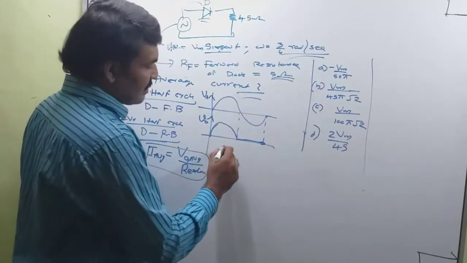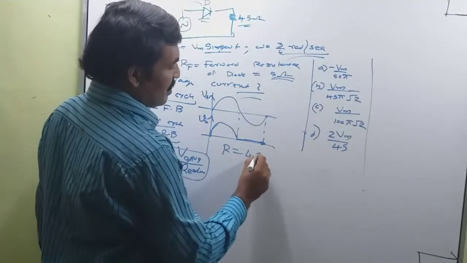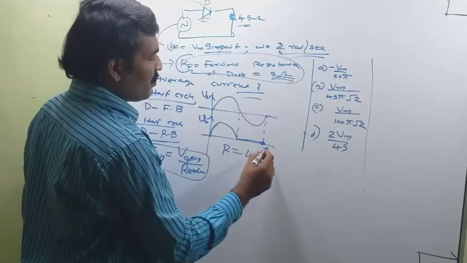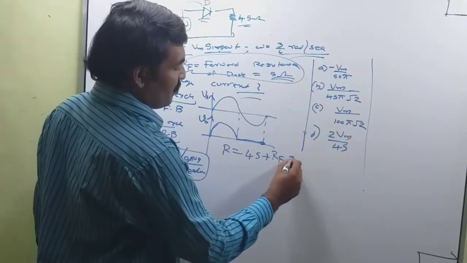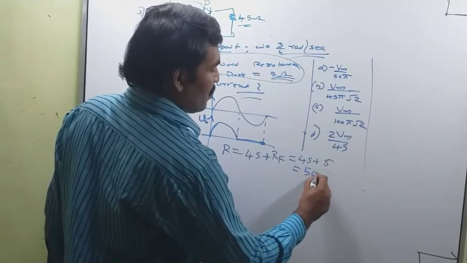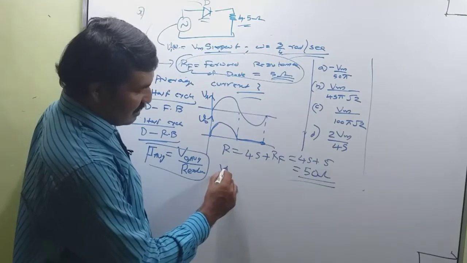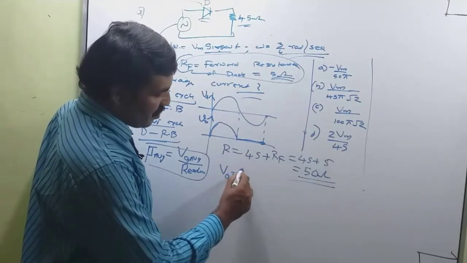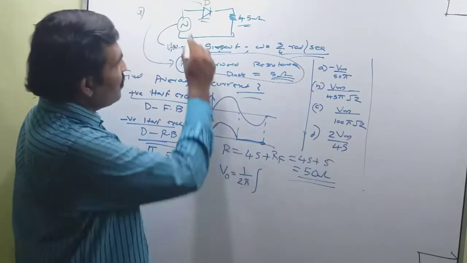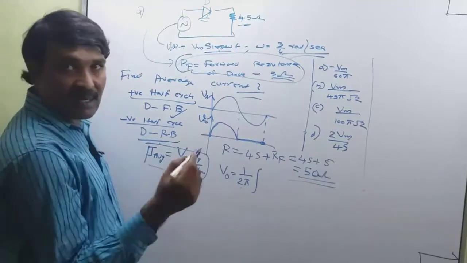Here the total resistance R is equal to this 45 ohm plus the internal resistance of the diode, that is plus RF, 45 plus 5 is equal to 50 ohm. Now the output voltage V0 average is equal to 1 by 2 pi, since T is 2 pi, the integral from 0 to pi, where the diode conducts. During pi to 2 pi, the diode will not conduct.